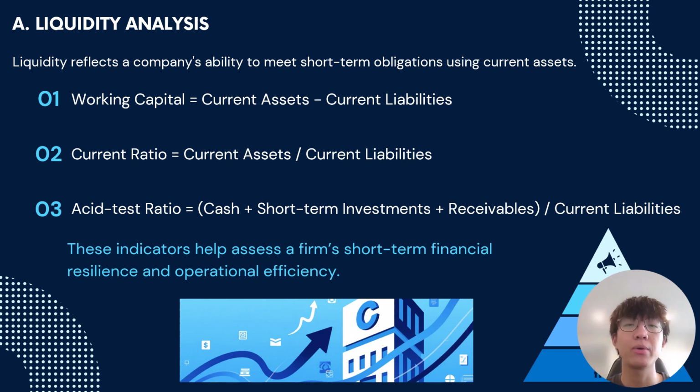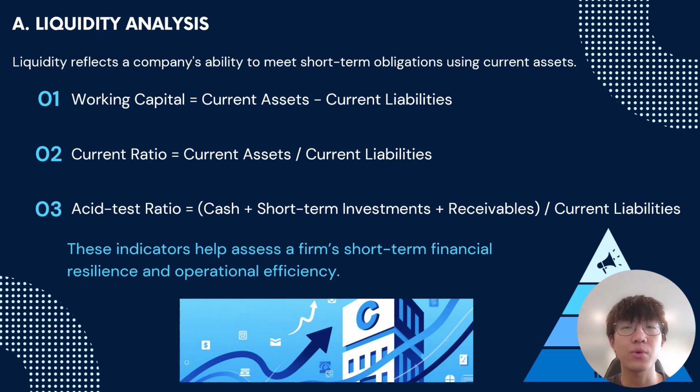First, working capital is calculated by subtracting current liabilities from current assets. Basically, it shows how much the company has left over after paying off what it's owed in the short term. If the number is positive, it means the business has enough cushion to keep things running smoothly, like paying employees, suppliers, and handling unexpected expenses.